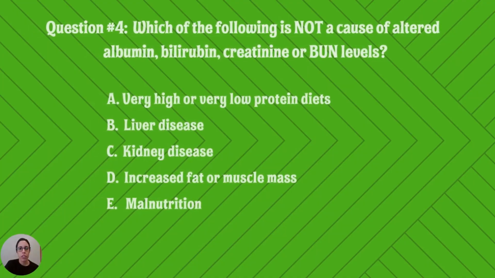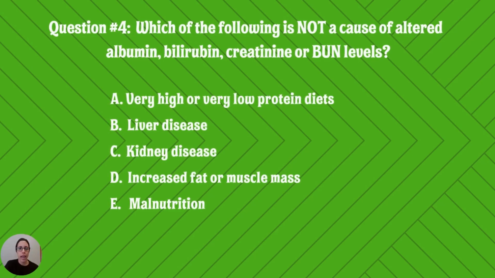All right, so our next question here, which of the following is not a cause of altered albumin, bilirubin, creatinine, or BUN levels? Is it A, very high or very low protein diets? B, liver disease? C, kidney disease? D, increased fat or muscle mass? Or E, malnutrition?